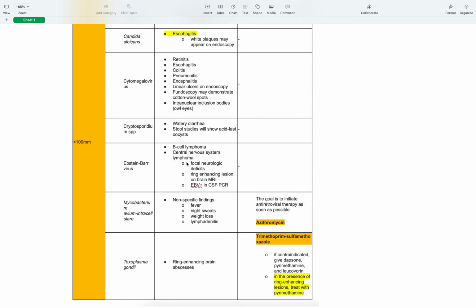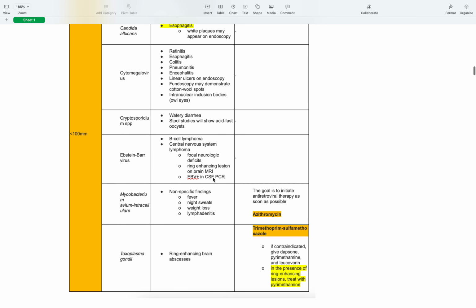Now, these need to be differentiated from Toxoplasma gondii, which also causes ring enhancing brain abscesses. Also, EBV causes ring enhancing lesion on the brain MRI. So the way to differentiate between EBV and Toxoplasma is that Toxoplasma causes multiple ring enhancing lesions, versus EBV, which is a single lymphoma or ring enhancing lesion on the MRI.